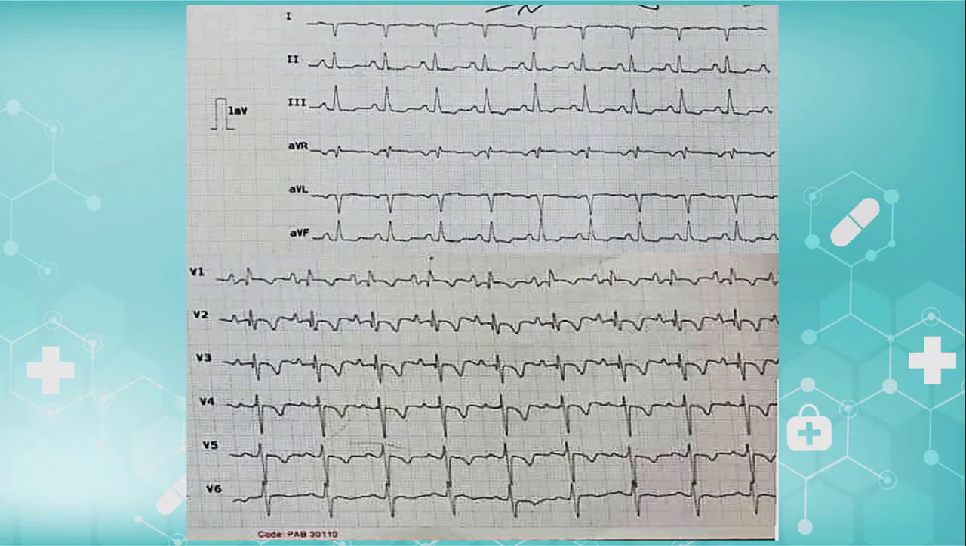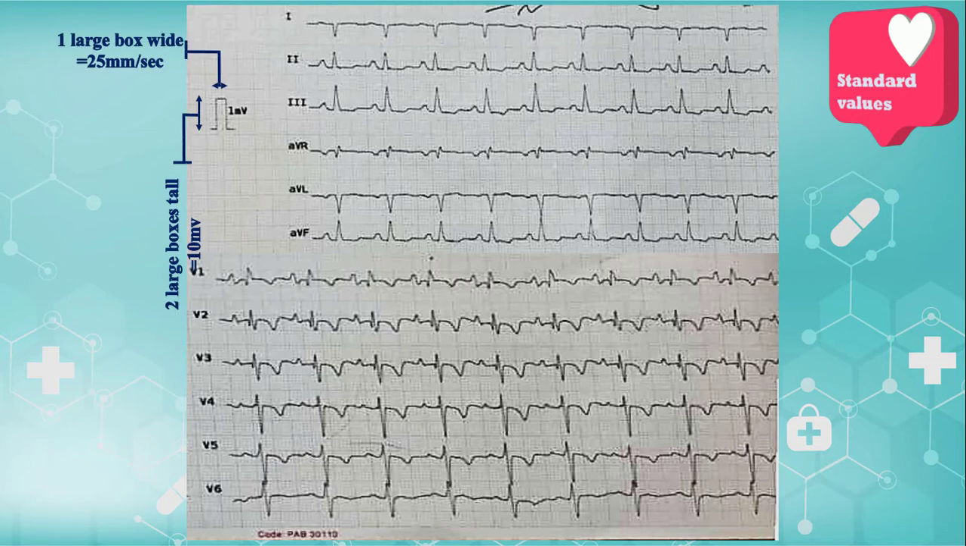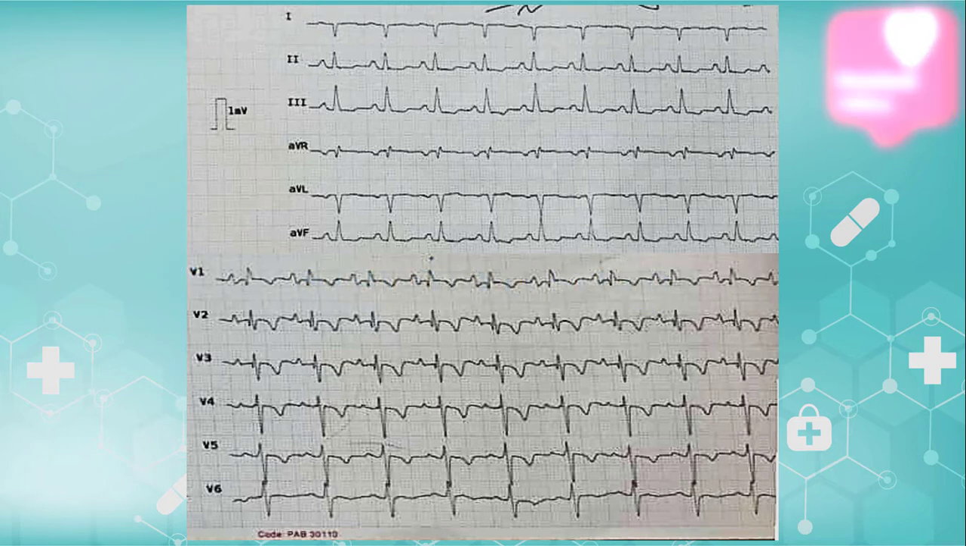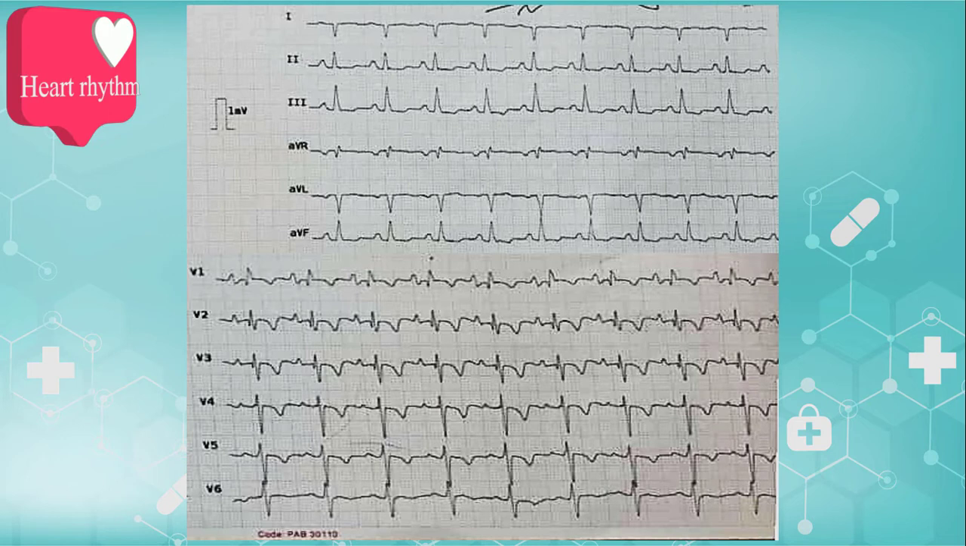As usual, to interpret every EKG tracing flawlessly, use the 10-step approach. First, start with standard values. In the present strip, the calibration marker is 2 mm tall and 1 mm wide, so this is a standard and acceptable strip. Next is determining cardiac rhythm.